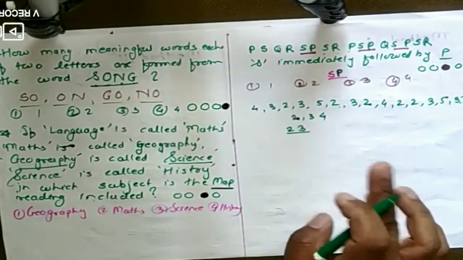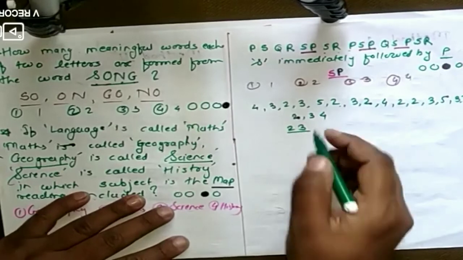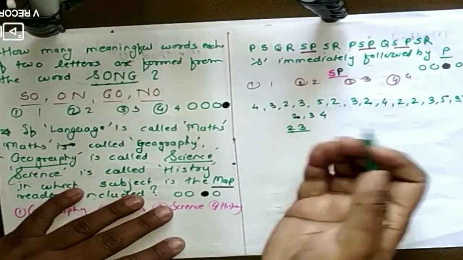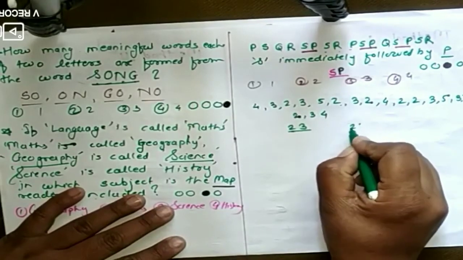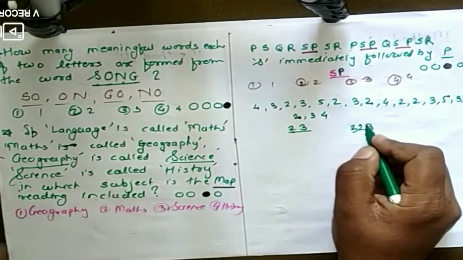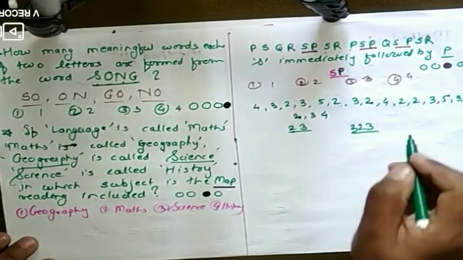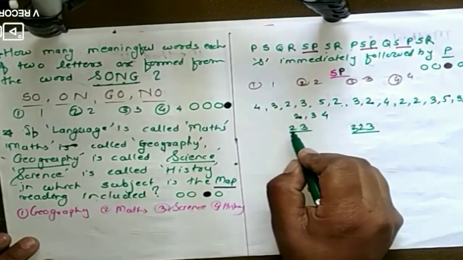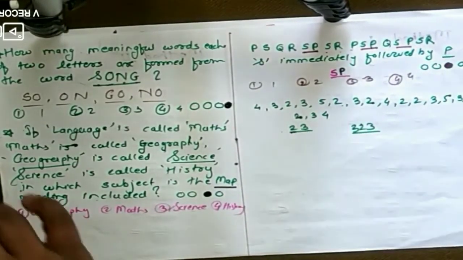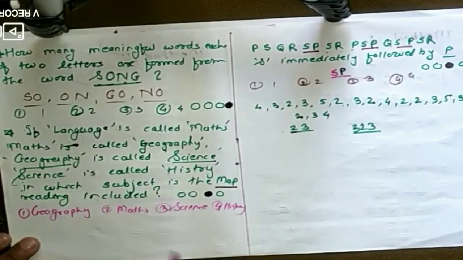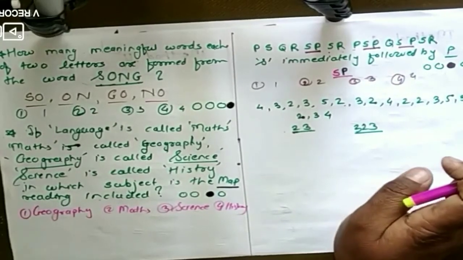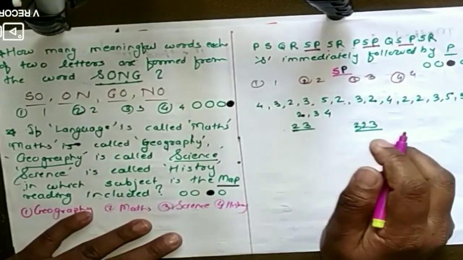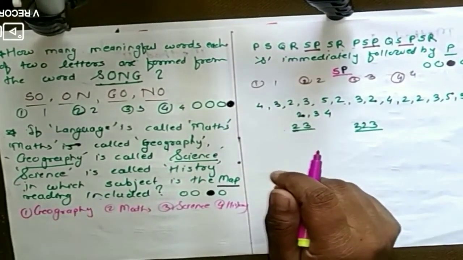But 2 does not follow 3. Means behind 3 we don't want 2. 3 follows 2, but 2 does not follow 3. So that is the question. We have to find 2, 3. But if 3, 2, 3 is there, then we have to avoid this number. So how many times it comes, that we will see.